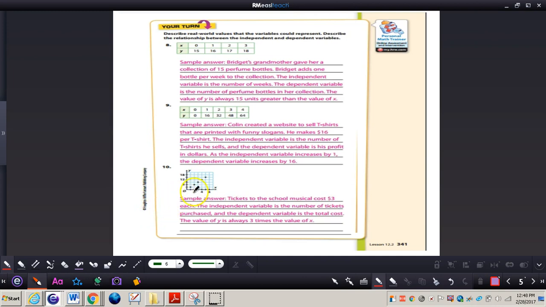We can see that we have a graph where 1 equals 3, 2 equals 6, 3 equals 9, 4 equals 12, 5 equals 15 on the graph. Okay, so you can see a real world example from those as well. It's important whenever you're creating a real world example that you understand whether it's an additive or multiplicative relationship in order to make sure that your real world example matches the data that you're looking at.